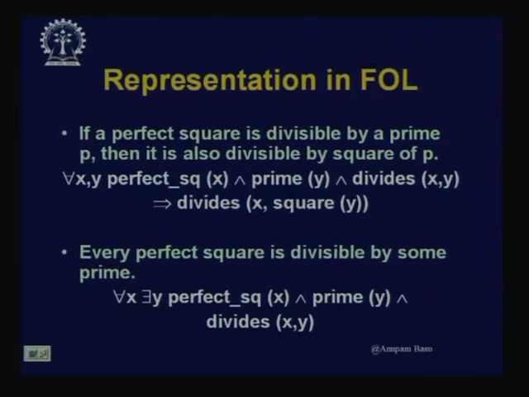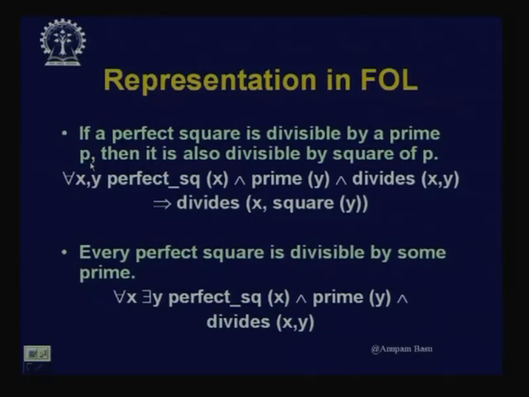So, if a perfect square is divisible by a prime p, then it is also divisible by the square of p. That was the statement made. So, I write it as for all x and y. You can write it as for all x, for all y also. This means the same thing. I should have put a bracket: for all x and for all y, perfect square x, if x is a perfect square, and prime y, so y is a prime, and divides x y, that is this prime y divides x, that takes care of this if a perfect square is divisible by a prime p.